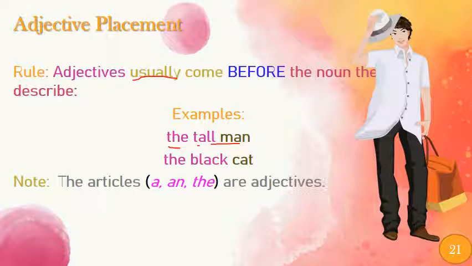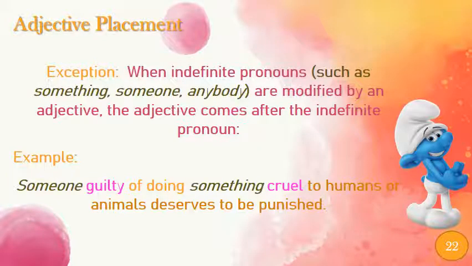We do not say man tall, no, tall man, black cat. Okay, so adjectives come before the nouns they describe. This is usual. But there is an exception. When we have indefinite pronouns such as something, someone, anybody, modified by adjectives, the adjective comes after the indefinite noun.